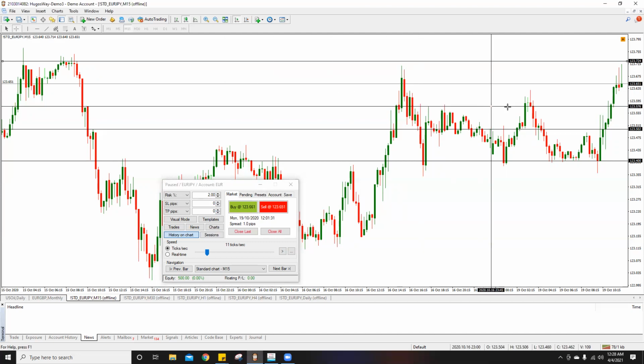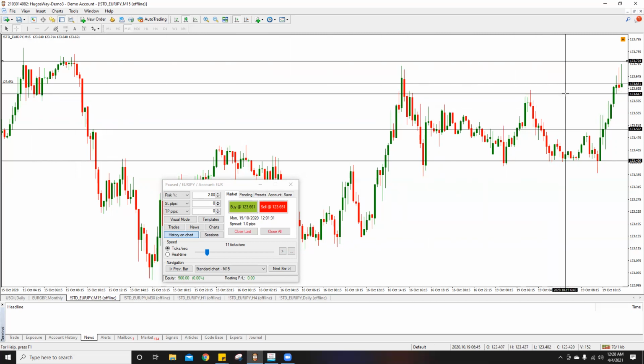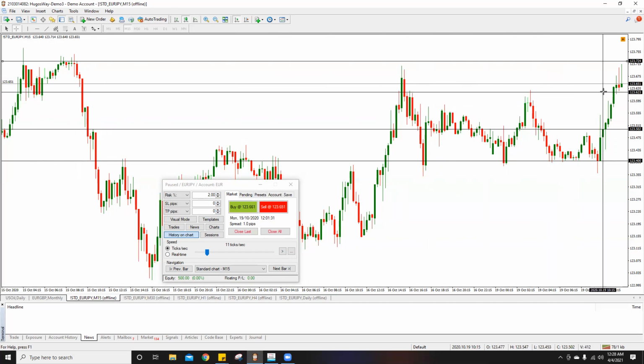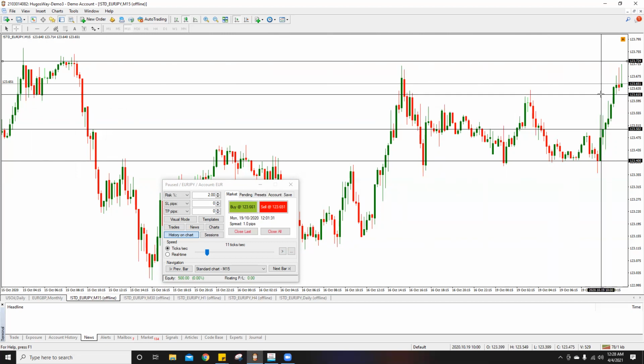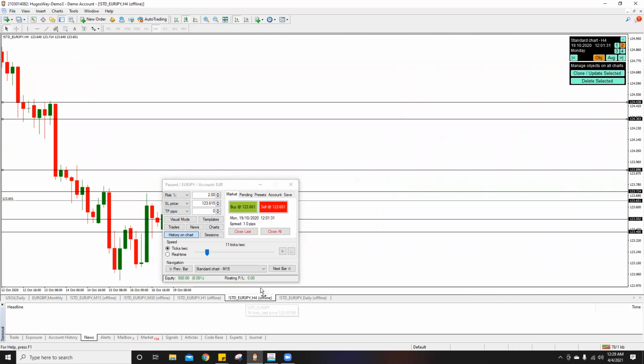Here, since price is breaking above some resistance levels and some support levels from the past, I'm going to keep my stop loss just a couple of pips below the support that it's made here. So let's say 123.615. And then TP, let's do 124 right into that area. So let's do 124.400. And obviously we're going to take some partials along the way.